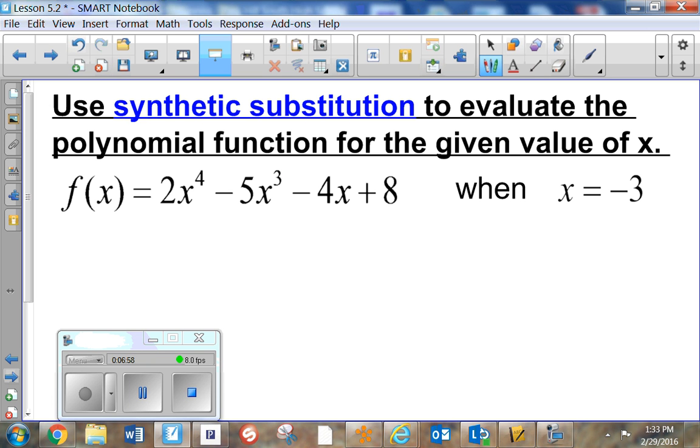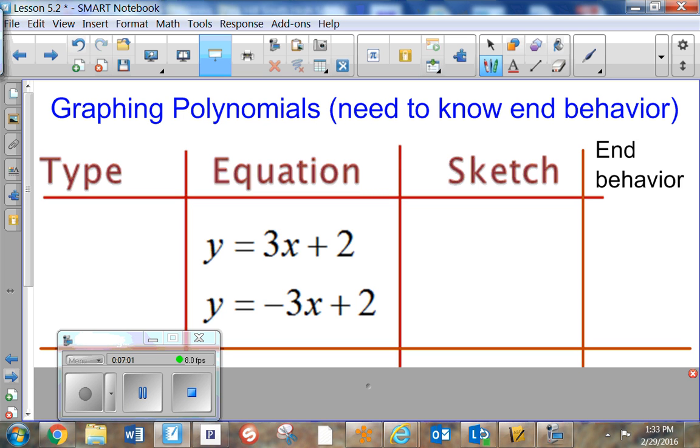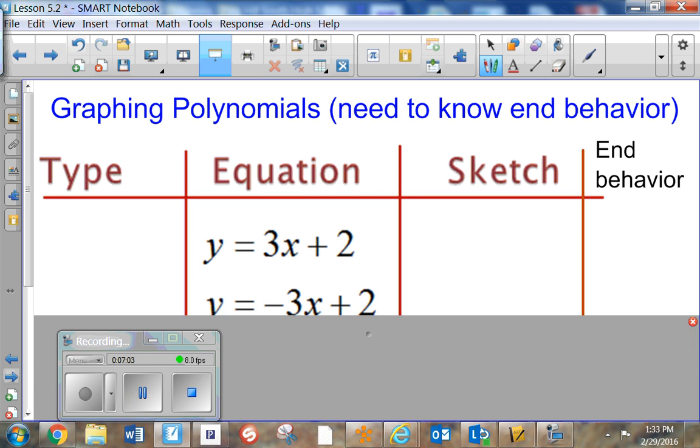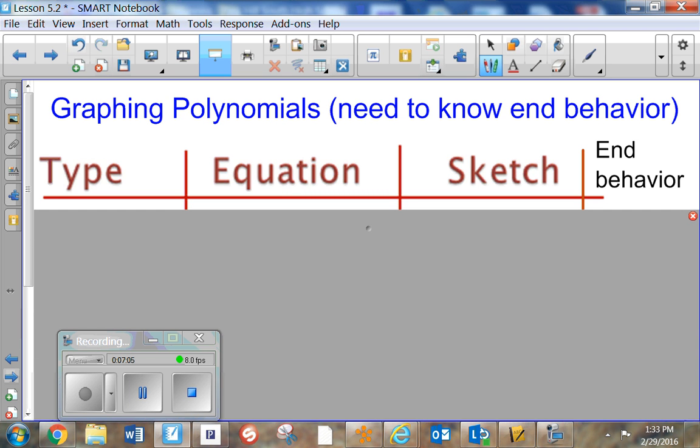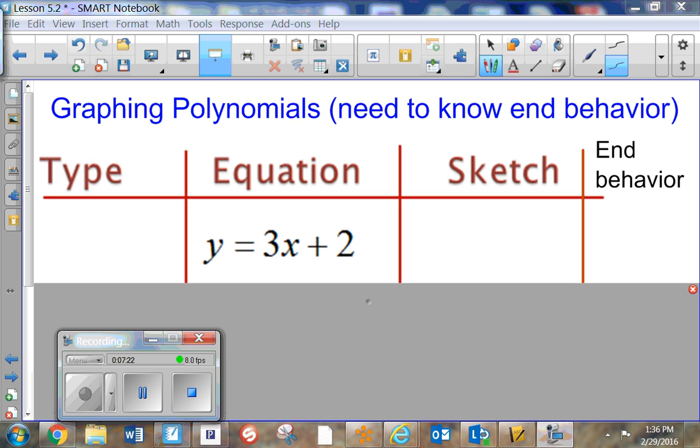Yeah. Same problem. All right, here's what I'd like you to do. On a piece of paper, set up 4 columns. One for the type, another column for equation, another column for sketch, another column for end behavior. Because the first thing we're going to sketch is just a linear that you know how to do. Do not put this in your calculator. Just y equals 3x plus 2.